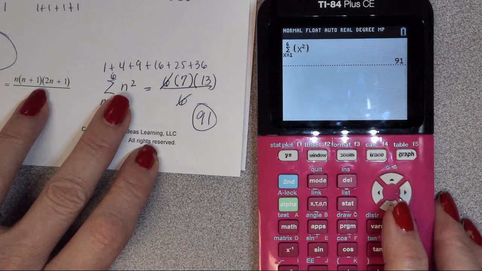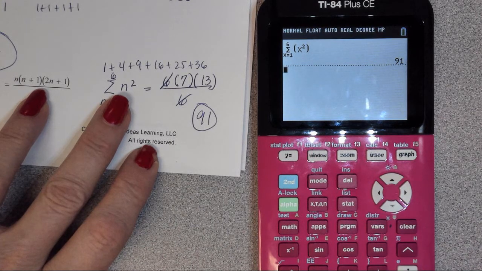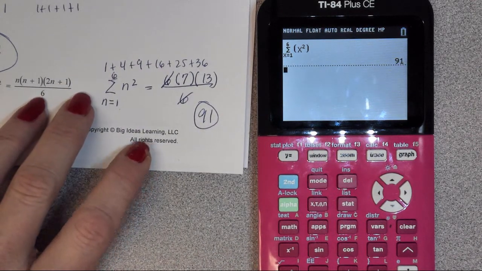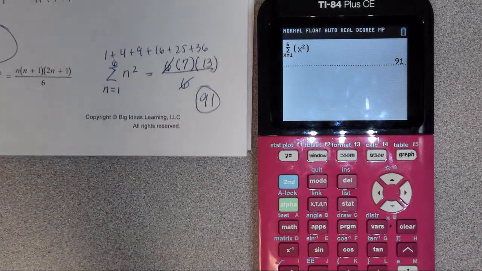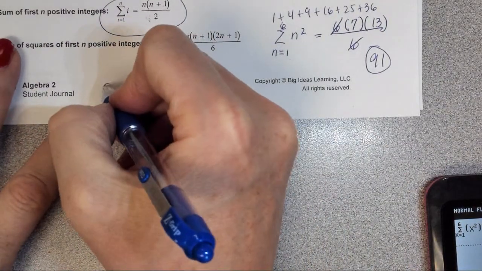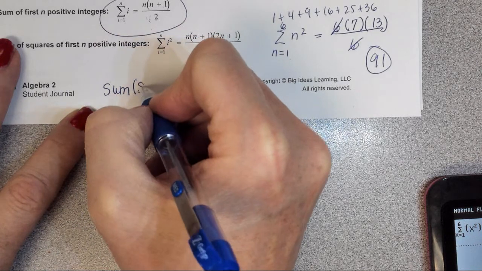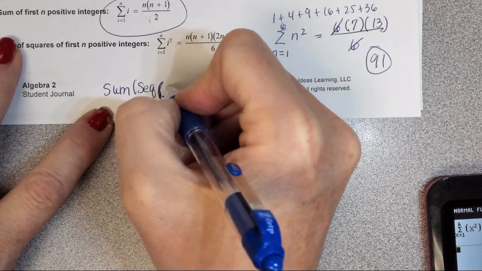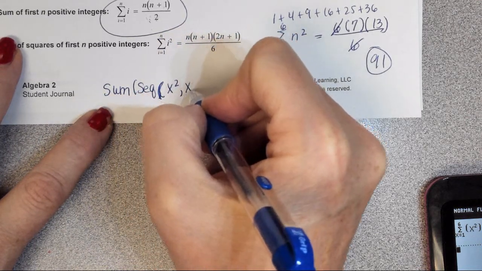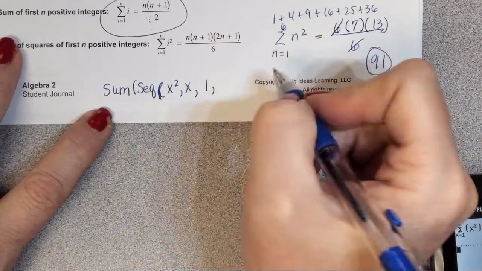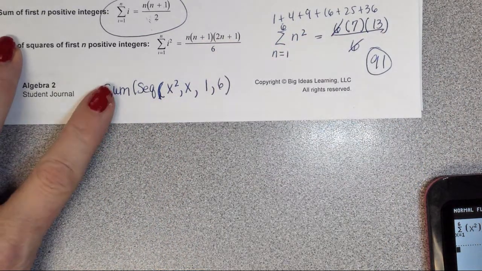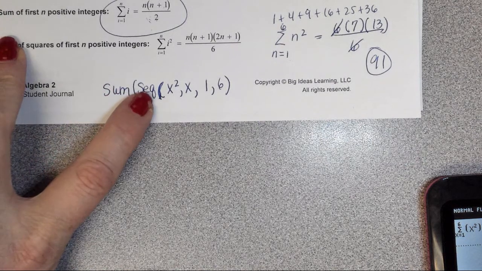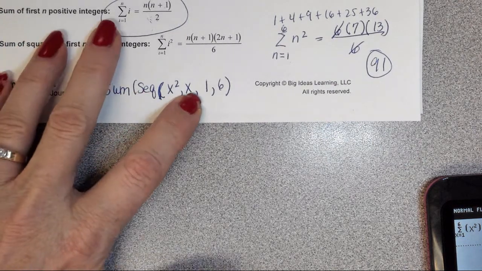Now, if you have an older calculator, you're not going to see the summation. How many of you are not seeing summation? All right, so you're going to have to do a little more work. See up on the board where I have that written out there? That's the way you have to do it in red. So you have to tell the calculator, I want the sum of the sequence x squared, my variable is x, and we're going from 1 to 6.